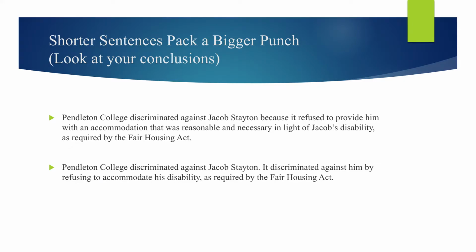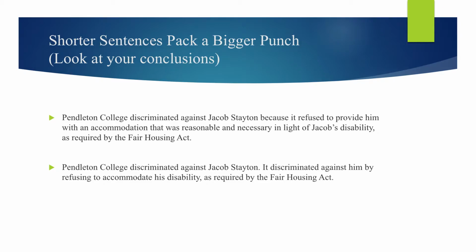Here's another example. Pendleton College discriminated against Jacob Staten because it refused to provide him with an accommodation that was reasonable and necessary in light of Jacob's disability as required by the Fair Housing Act. That is very thorough, but it's kind of hard to keep track of all the ideas happening in that sentence. The next example, the revised version, is punchier. The conclusion is clearer. Pendleton College discriminated against Jacob Staten. If that's the point the writer wants to come through to the reader, they should state it directly and more concisely. The second sentence follows up with some of that refining information.